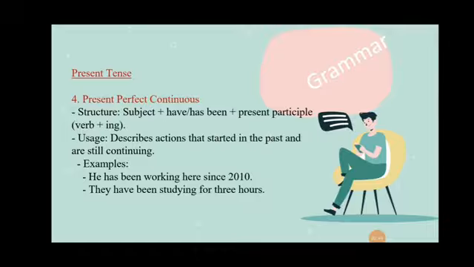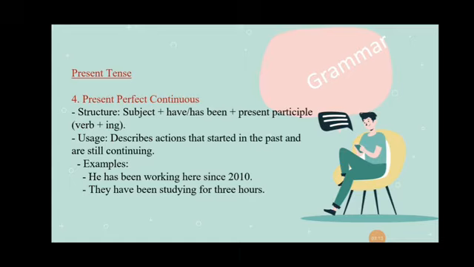Usage: we use the present perfect continuous to describe actions that started in the past and are still continuing. Like when we say he has been working here since 2010, or they have been waiting for an hour. These are actions continuing to the present.